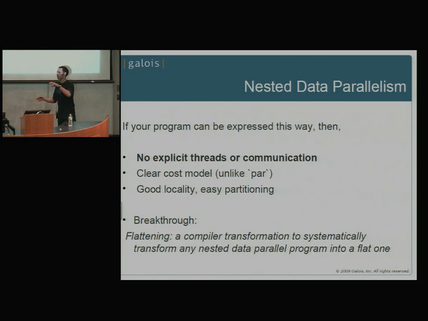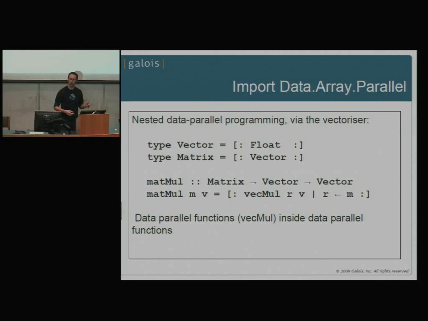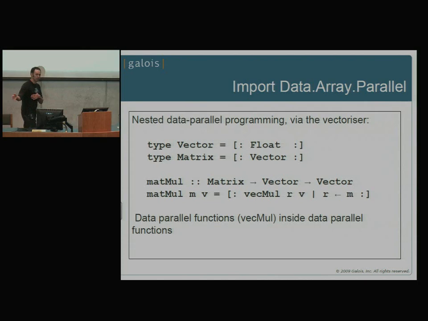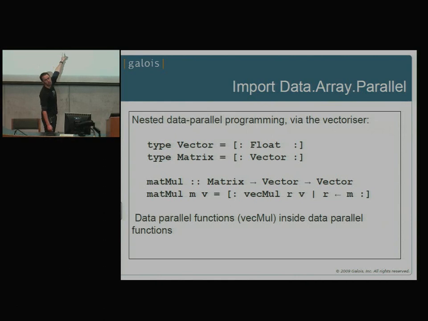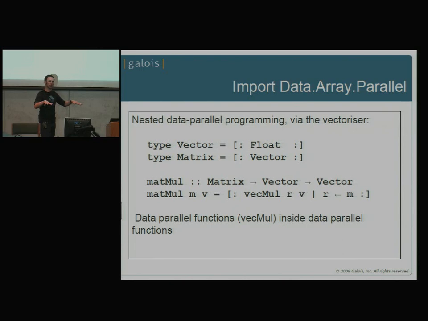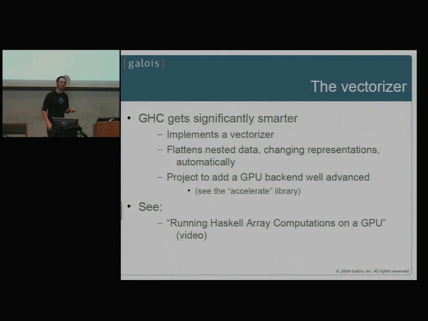And here's a nested program. We have a vector, which is an array of arrays of floats. And we can do matrix multiplication in one line here, where for each row in the matrix, we then do vector multiplication on that. And then we yield a vector at the end. Here, the stuff in the middle of the array comprehension is in turn a parallel program. And the compiler takes these things, combines them, flattens them, and then runs the result. So it's pretty cool. This required GHC to get really, really smart, though. It's a pretty aggressive optimization. It's transforming the code entirely.